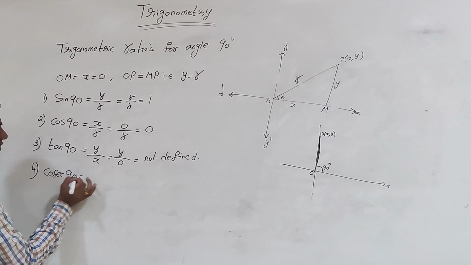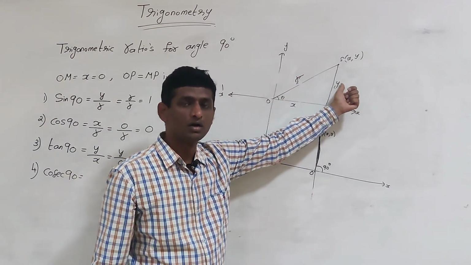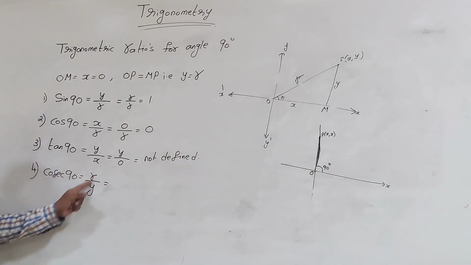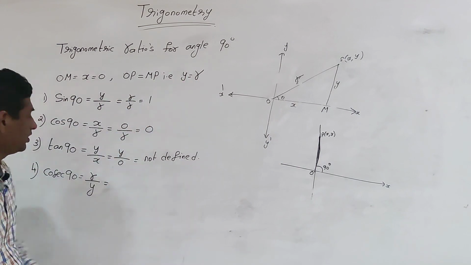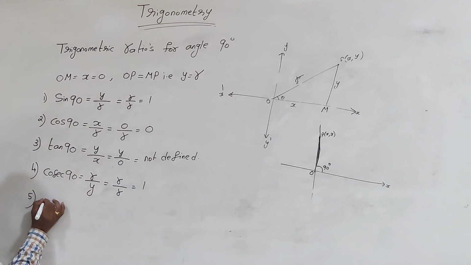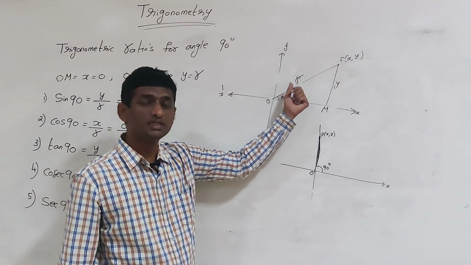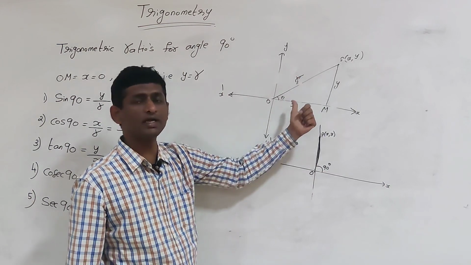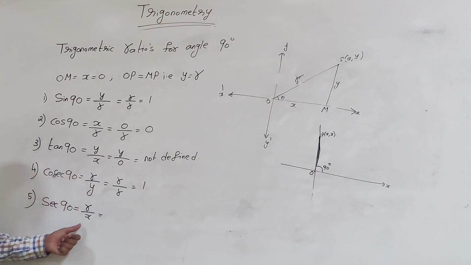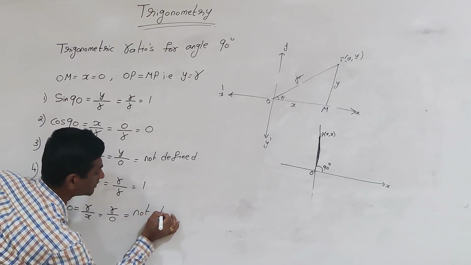Cosecant 90. So cosecant 90 is hypotenuse by opposite side, r by y. But as per this condition, both y and r are equal. So r by r is 1. Fifth one, secant 90. As per the definition, secant theta is hypotenuse by adjacent side, r by x. But x is 0, so r by 0 is again not defined.